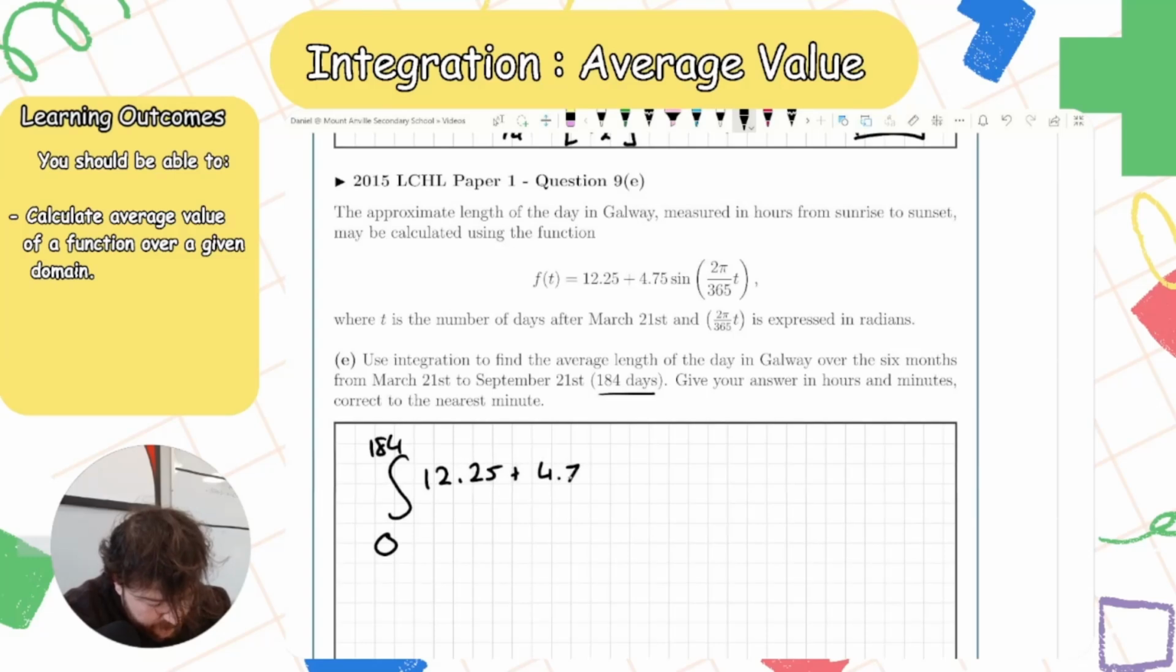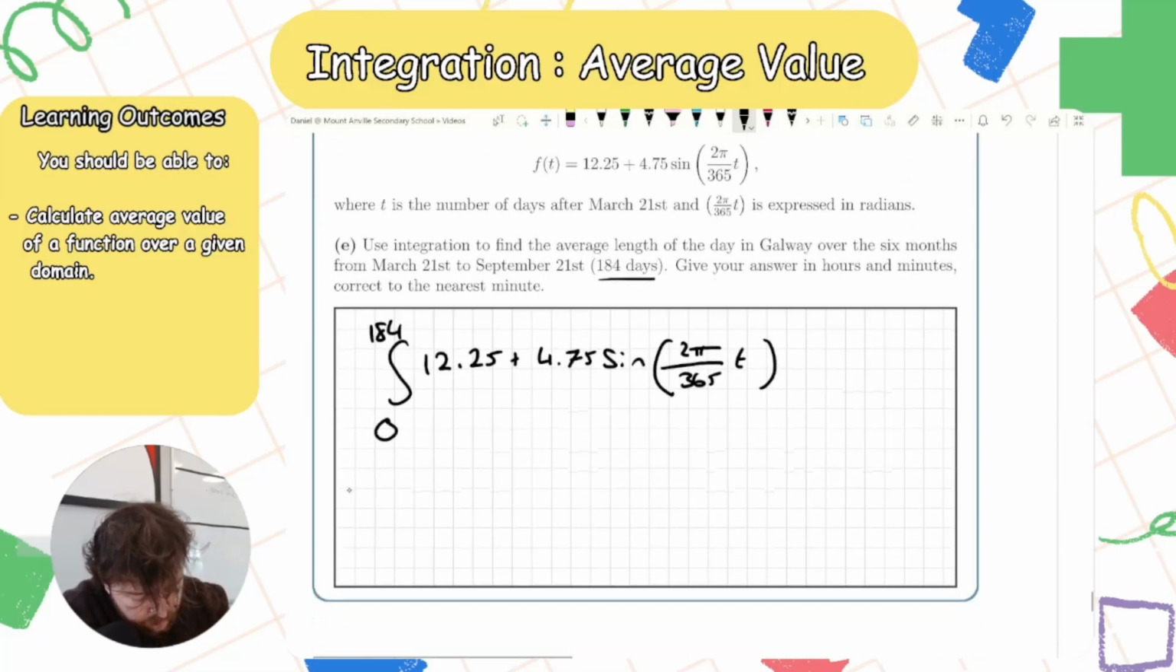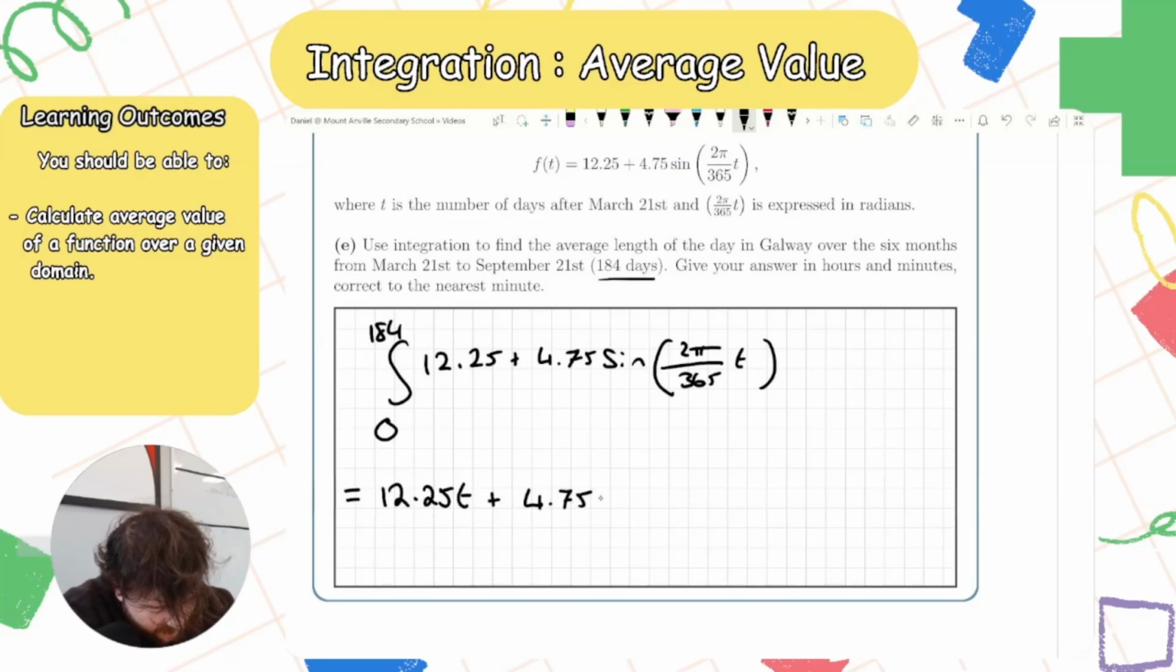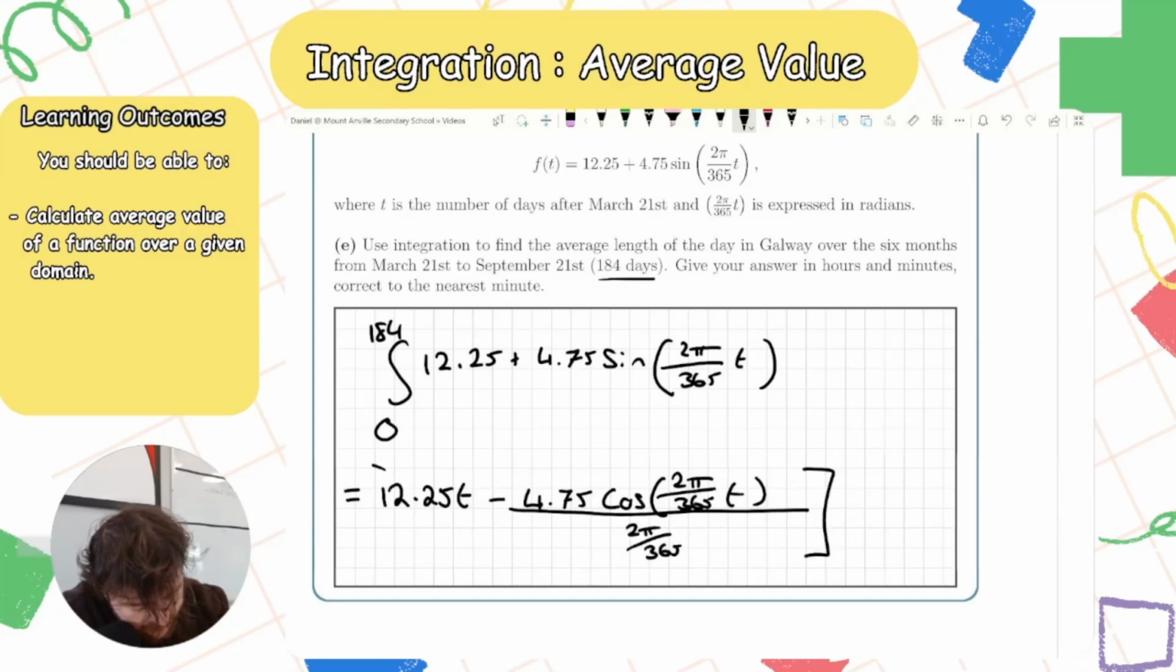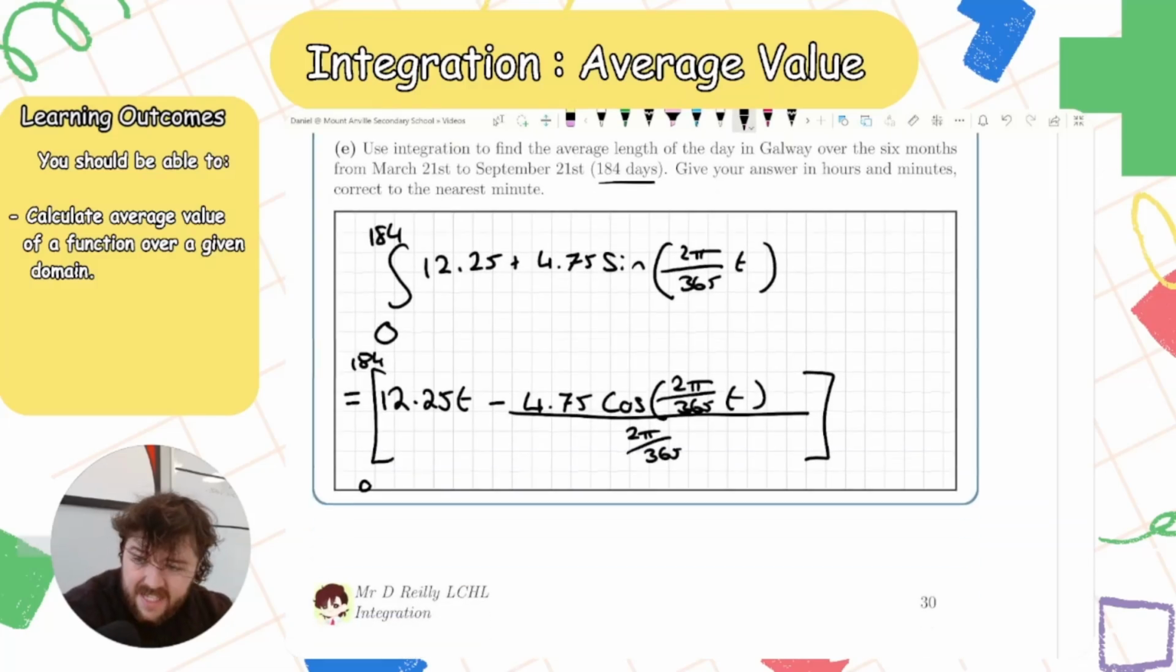12.25 plus 4.75 sine times 2 pi over 365t. Oh gosh, this is going to be 12.25t plus, well, it's going to be minus cosine now, so minus 4.75 cosine 2 pi over 365t all over 2 pi divided by 365. And I am now evaluating that in my calculator between 184 and 0.